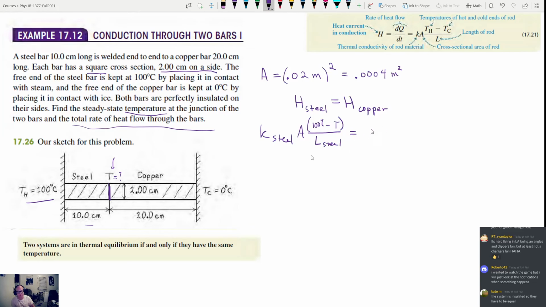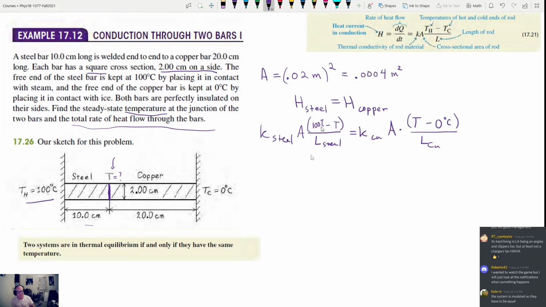Okay, this should be equal to K for copper. Area, same for both of them. Multiplied by, and now for the copper, this is the hot side for the copper, right? And this is the cold side. So this is going to be our temperature T, the common temperature at the points they touch, minus 0. It is always really nice when you're doing problems and you get a 0 in there, because that means that anything that's multiplied by it is just going to be 0 as well. And then the denominator, we've got the length of the copper, which is slightly different.